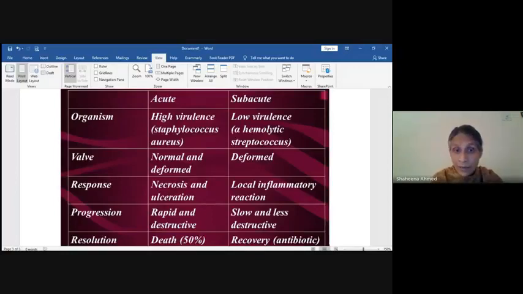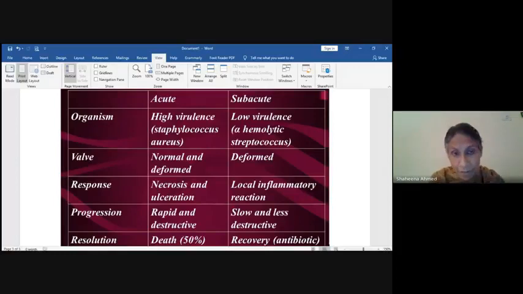Progression in acute endocarditis: the destruction is rapid and very destructive. It does not give time for the adaptive processes to set in usually. It is a very rapid process and a very destructive process. Whereas in subacute cases, the progression is slow and relatively less destructive. So some adaptive processes may come into play. In subacute, the process is slow, virulence is low, so destruction is low. The severity is not that much as compared to the acute case.